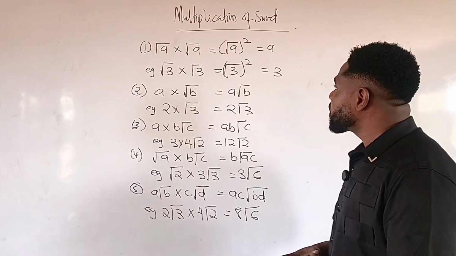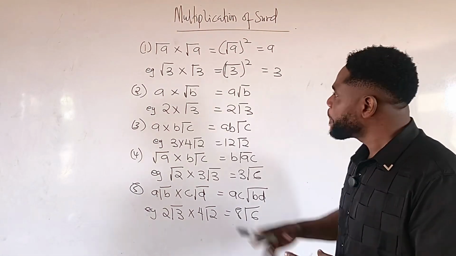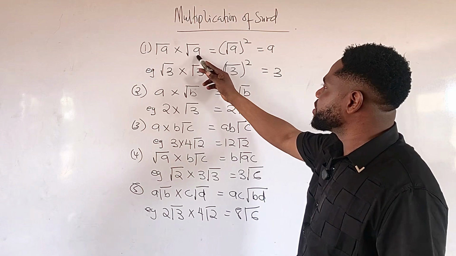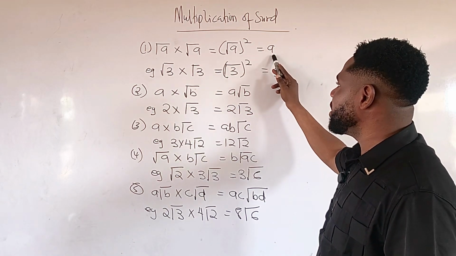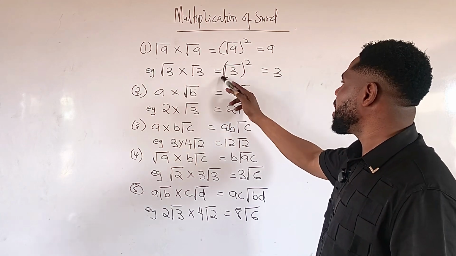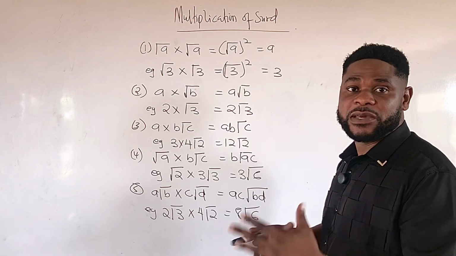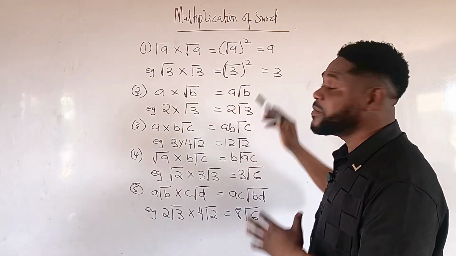We want to look at the general principle in multiplication of surds. Let us look at the first one. I have root a multiplying root a, which is the same as root a all squared, which will give me a. An example is root 3 multiplying root 3. And I have root 3 all squared, which will give me what? 3. Which means if the numbers in the root are the same and they are multiplying, it is the same number without the root.